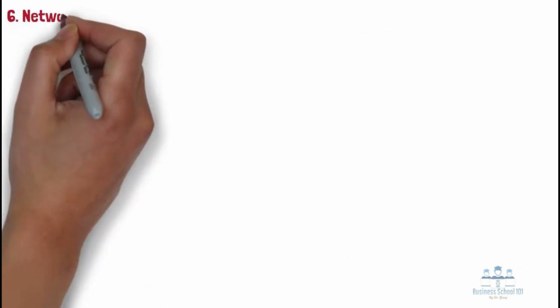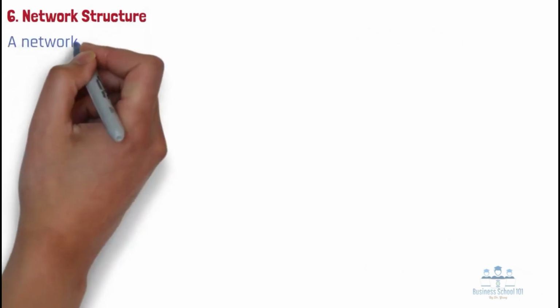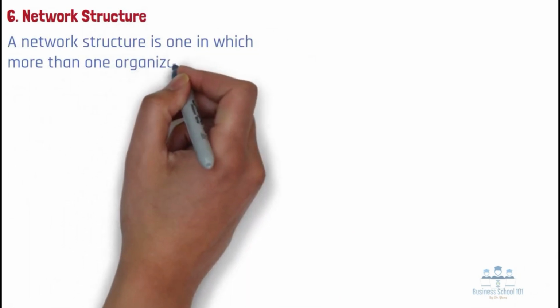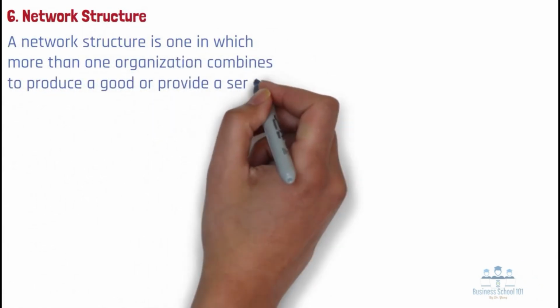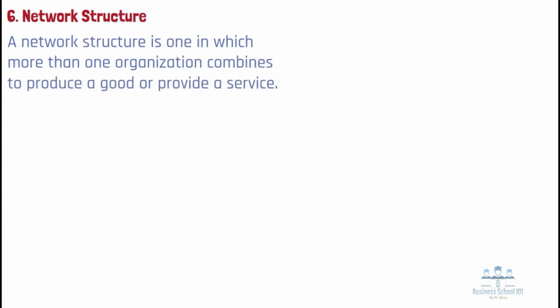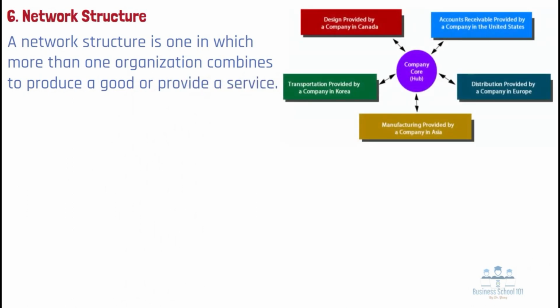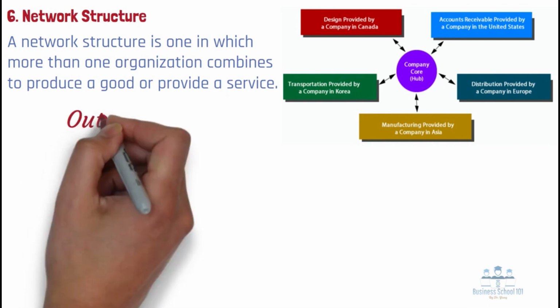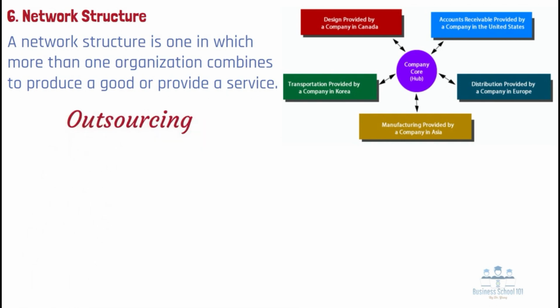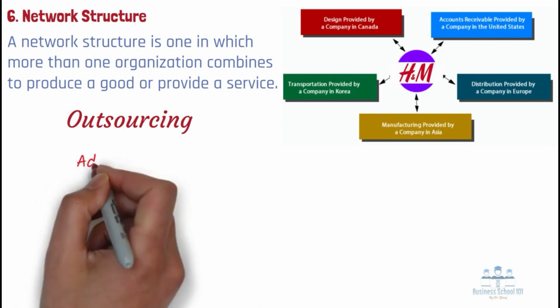Type 6. Network structure. A network structure is one in which more than one organization combines to produce a good or provide a service. These organizations can either get into a partnership for a particular venture, or one organization can hire others to handle one or more of its functions, such as marketing, production, sales, and so on. An organization that has been using a network structure is H&M, a multinational clothing company based in Sweden. H&M has outsourced the production and processing of its goods to different Asian countries.